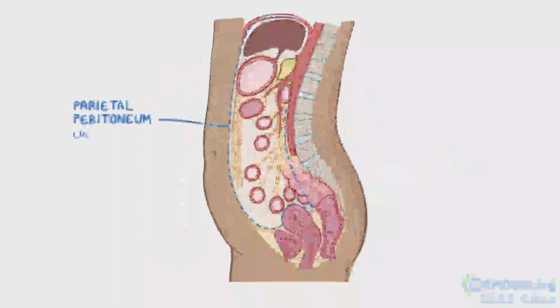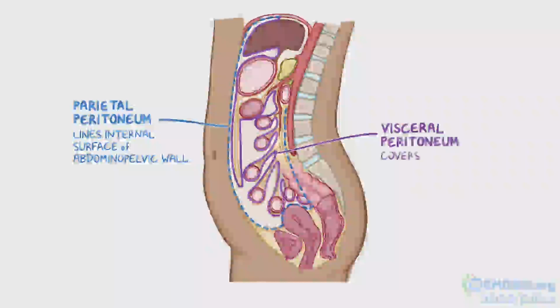Alright, as a quick recap, the parietal peritoneum lines the internal surface of the abdominopelvic wall, while the visceral peritoneum covers the viscera.